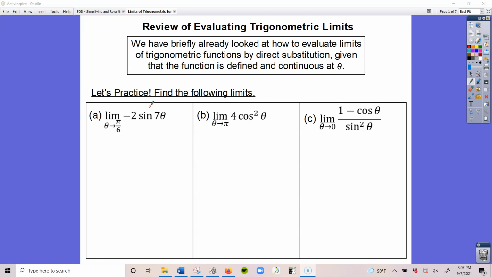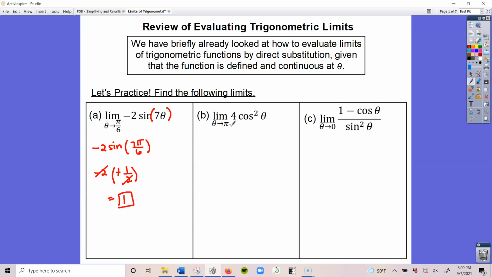For this first one, we have the limit as theta approaches pi over 6 of -2 sine of 7 theta. Remember that all of this represents the angle. So let's plug in the pi over 6. That would give us -2 sine of 7 pi over 6, when we multiply the pi over 6 with 7. If we look at the unit circle, the sine of 7 pi over 6 would be -1/2. So -2 times -1/2, these would cancel along with the negatives, and that would give me an answer of 1.